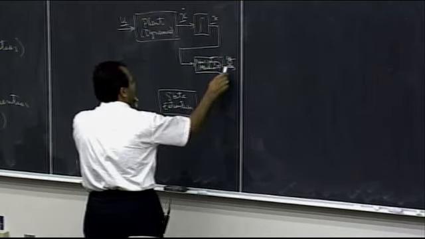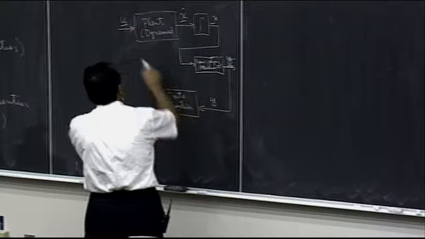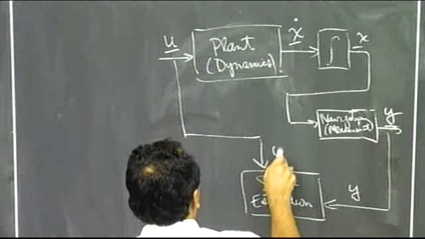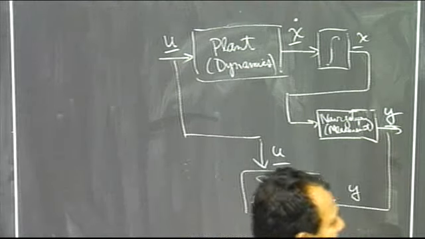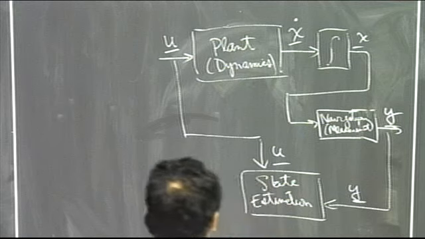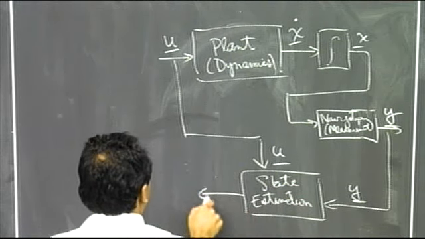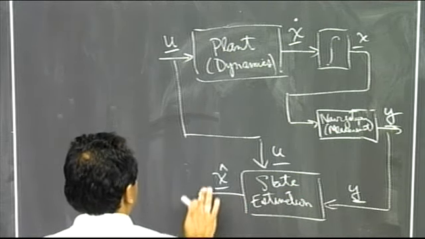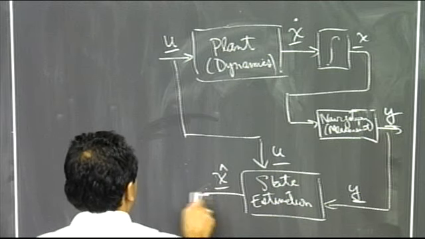What goes into state estimation? Y and U, right? I need to know both the output and the control in order to be able to determine what the state is. What comes out of this is an estimate of the state, which I'll call x hat. It's not the state. So I'm not done with this diagram.